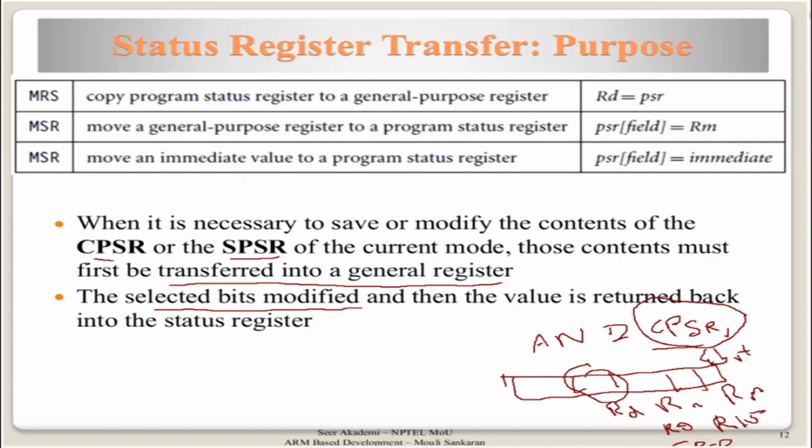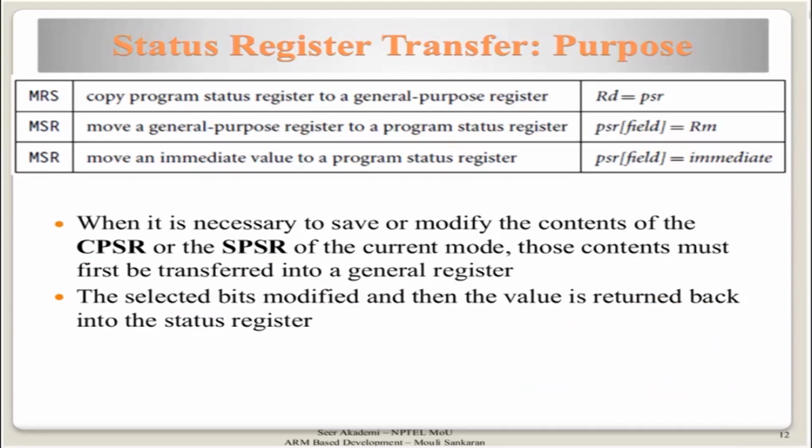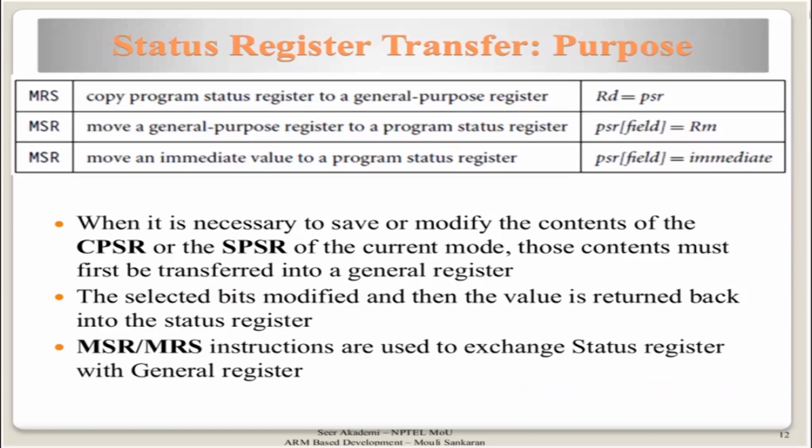So that is the reason why they have a separate instruction to access the CPSR, so that you transfer it into one of the general purpose registers, and then you can use any of the general purpose data processing instructions to operate on the content, and then write that value back into the status register. Okay, good. So MRS and MSR are for exchanging the status register with the general purpose registers.